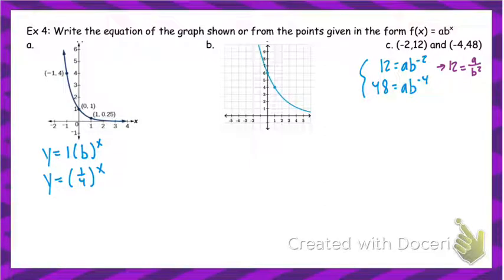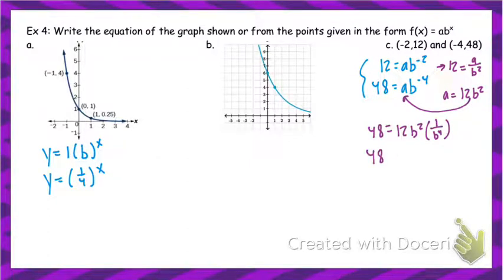So if I want to use substitution, I just need to solve for a. Well, that's pretty easy. Multiply both sides by b squared. So now I know what a is. So I'm going to take the value of a and substitute it into this equation. And then b to the -4th, remember that's 1 over b to the 4th. All right, so this gives me 48, and this is going to be 12 over b squared. And then I'm going to multiply both sides by b squared, or I'm going to cross multiply, whichever way you want to look at it.